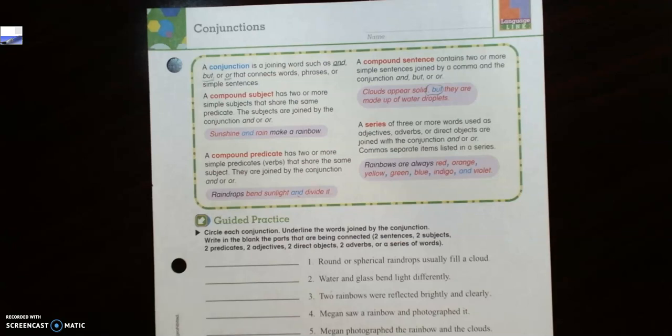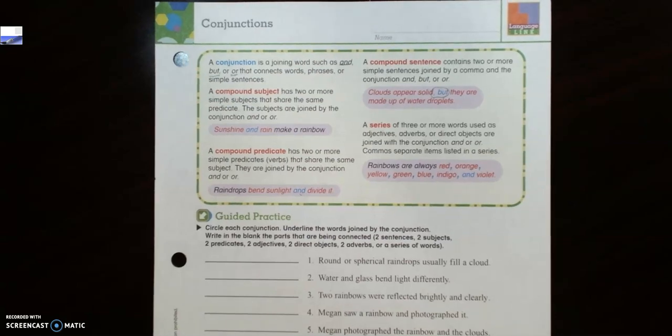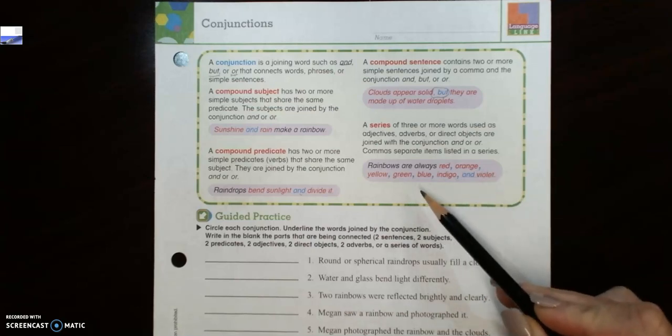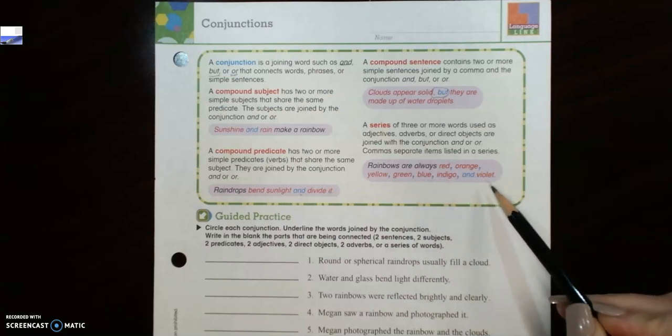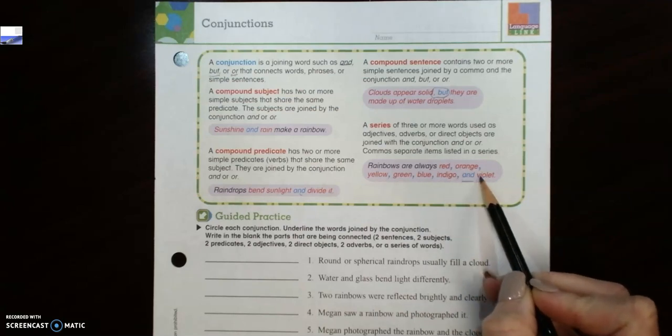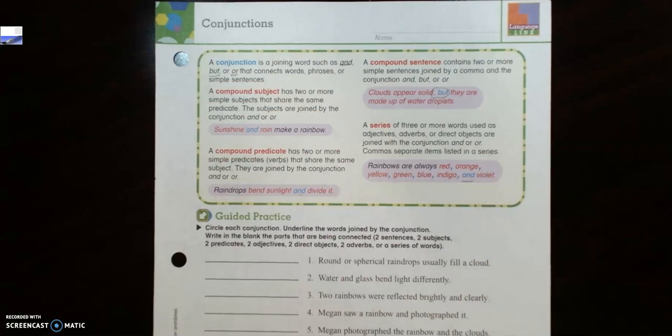Now let's talk about a series. A series of three or more words used as adjectives, adverbs, or direct objects are joined with the conjunction and, or. Commas separate items listed in a series. Rainbows are always red, comma, orange, comma, yellow, comma, green, comma, blue, comma, indigo, comma, and violet. See how we use the conjunction right here? You use that conjunction before the very last word in the series. So again, they put commas in the series of words.